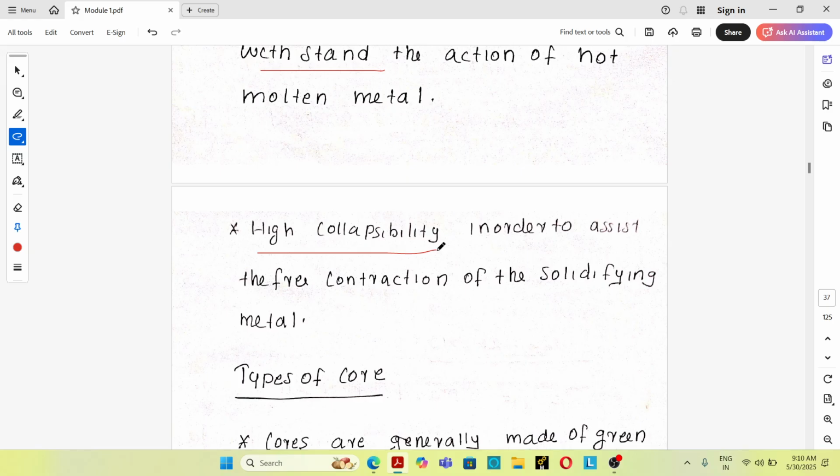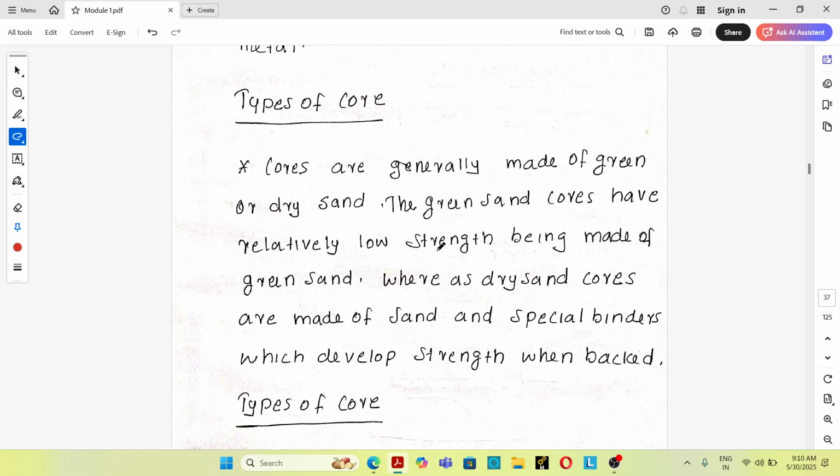So these are the three important characteristics of a mold core. It should have high refractory strength, first point. It should have a smooth surface to ensure smooth flow of molten material, and it should have high collapsibility. Okay. Next one, types of mold core.